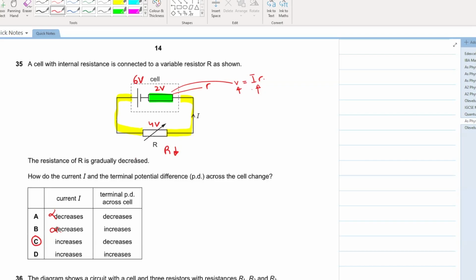As you decrease the resistance, current increases. As current increases, the voltage across the internal resistance increases. This becomes 3 volts. What will happen? This will decrease. This will also become 3 volts. The terminal potential difference has decreased. C is your answer. Is this thing clear to everyone?